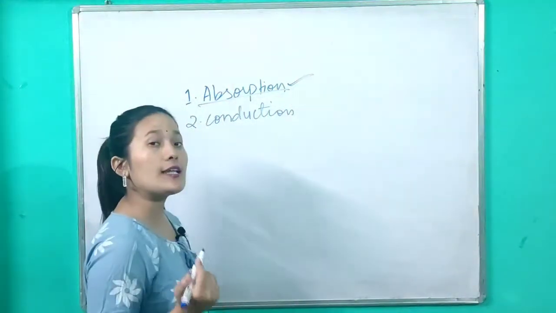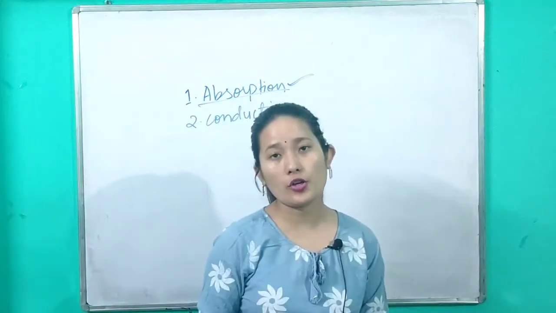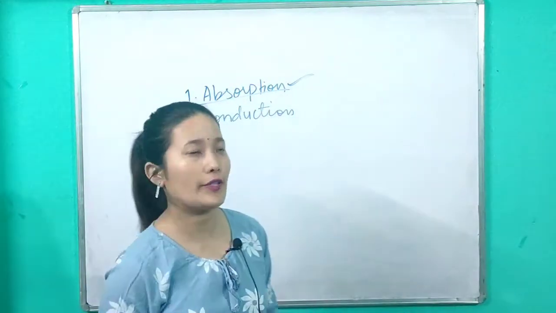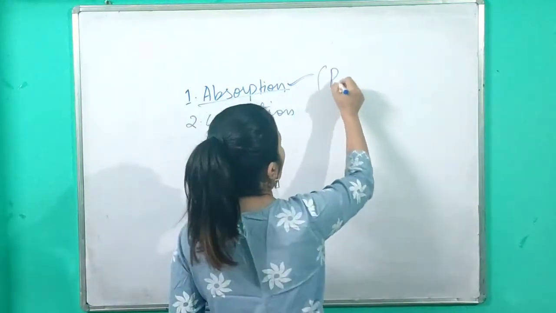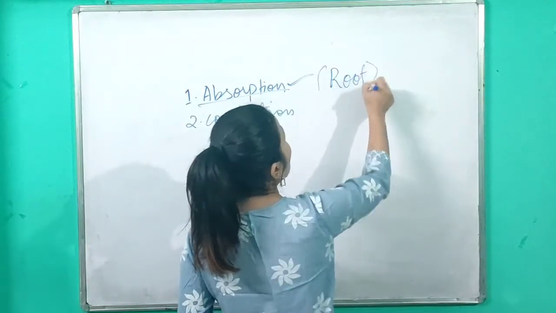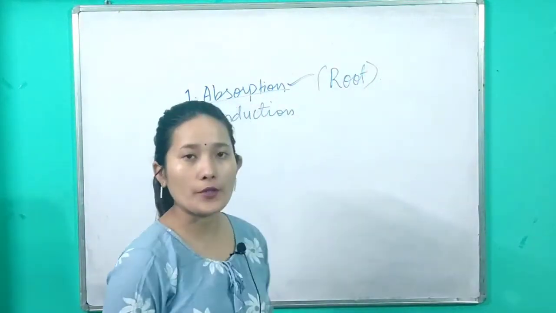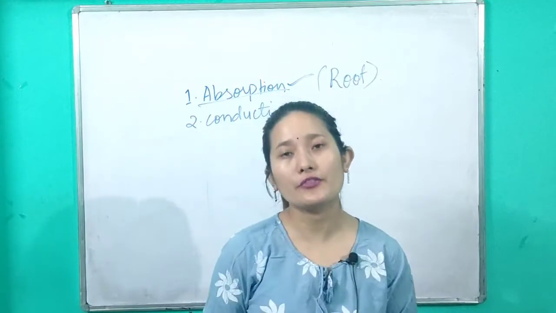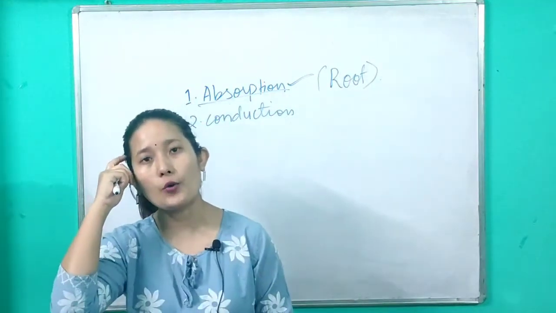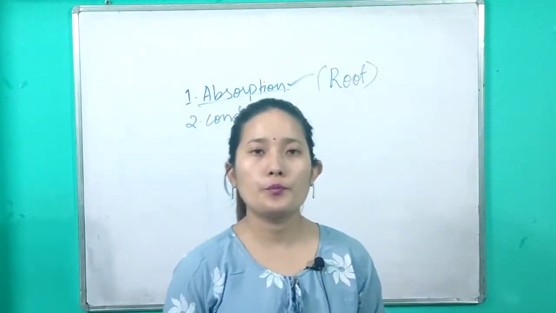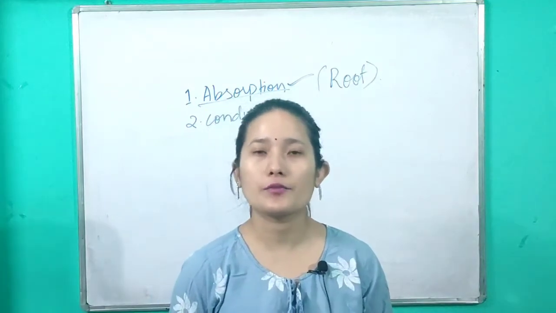Now can you tell me which part of a plant absorbs water? We all know that, right? Root. Root absorbs water from the soil, and then with the help of xylem it is transported through different parts of the plant.